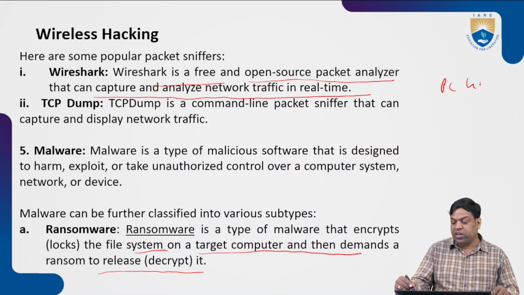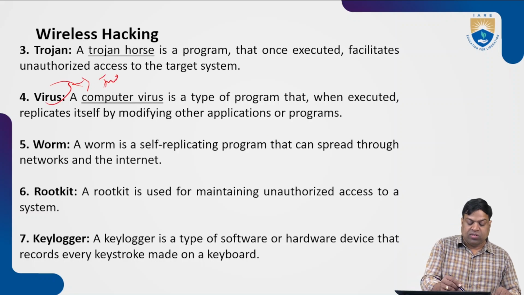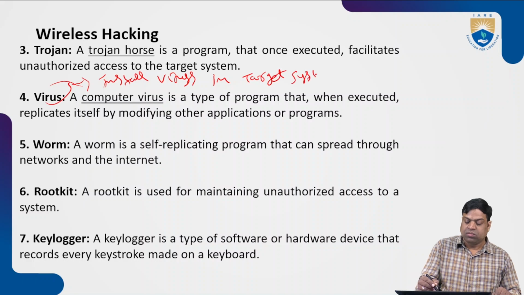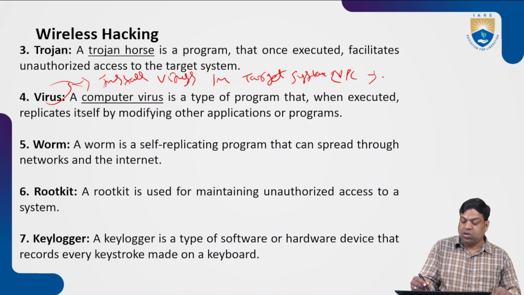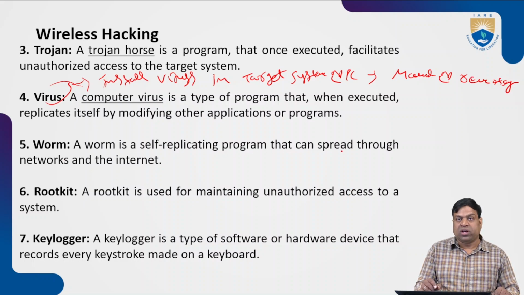So PC hacking. Trojan is one type of malware attack. It is entering the system with unauthorized access. Virus means we have to install a virus in the target system or PC, manually or remotely. Remotely means using some tools. Remotely we can install. Worm is a self-replicating program that can spread through networks and the internet.